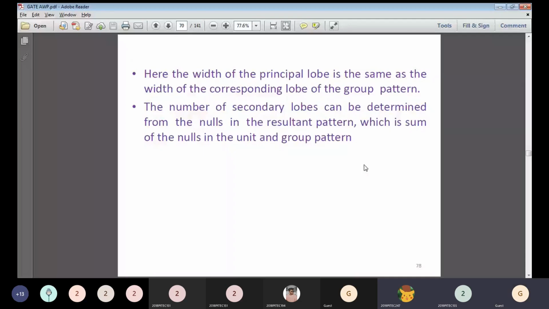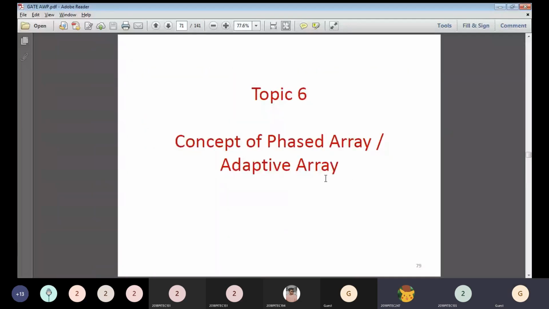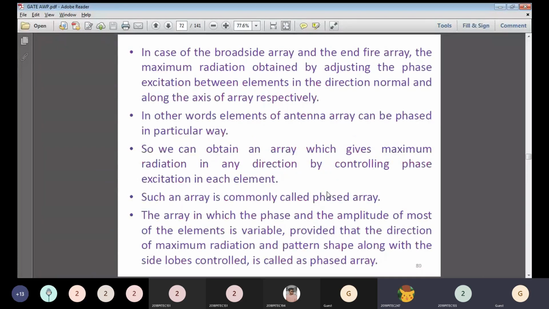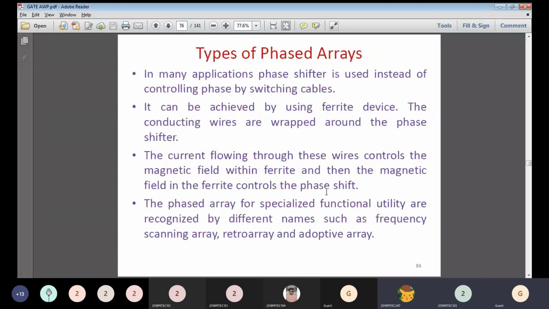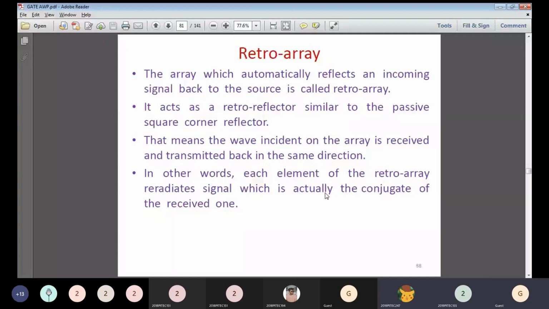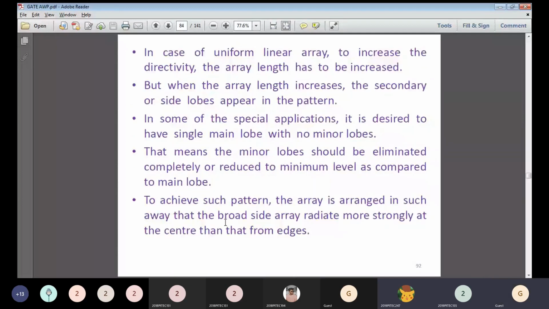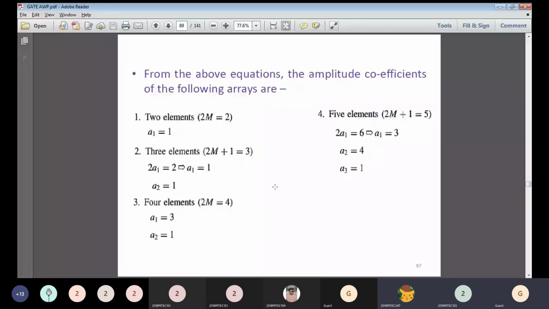Coming to the point of phased array, adaptive array, it's not there in our syllabus, just to go through. In this case, we are going to see the concept of Pascal triangle. This one is a Pascal triangle. How we are going to get the values? No need. Till that, you have to know what is pattern multiplication.